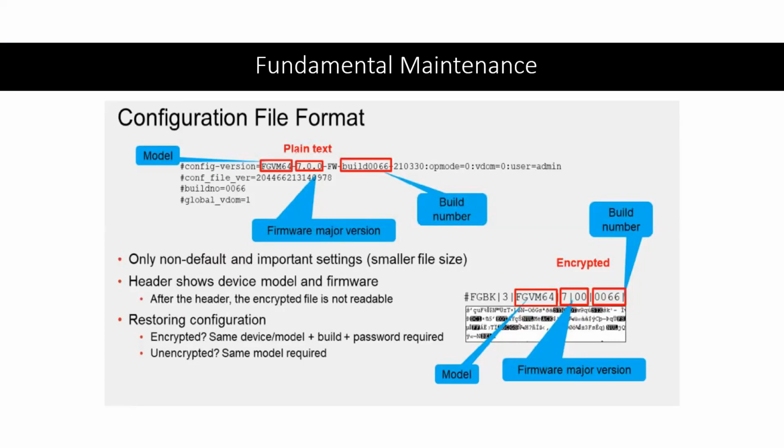Restoring a configuration, if you encrypt it, one rule of thumb you have to understand: let's say you're backing up a FortiGate because that FortiGate is about to die and you're switching it to a new FortiGate. It has to be the same type of device and model. Here's what I mean. You can't back up a 200E and upload that configuration to a 200F.